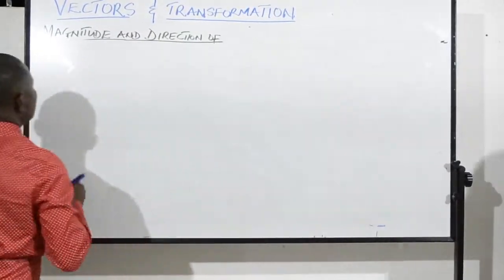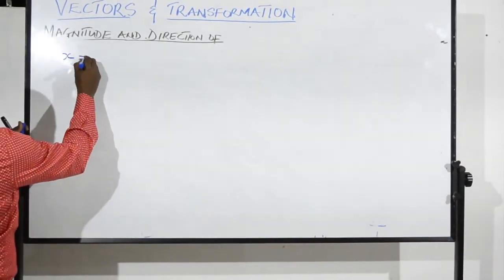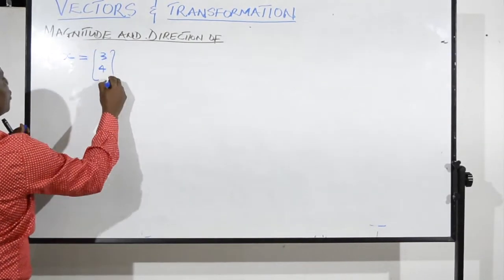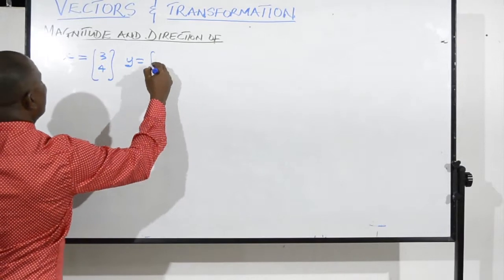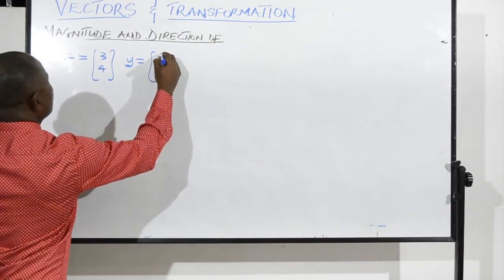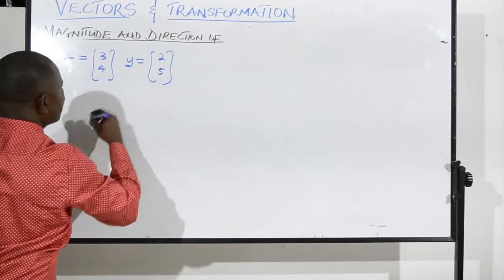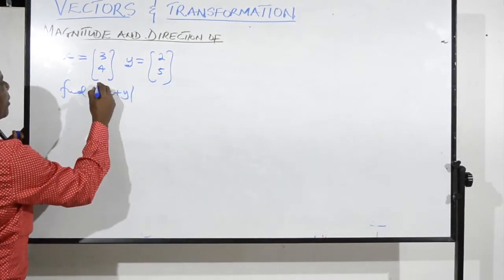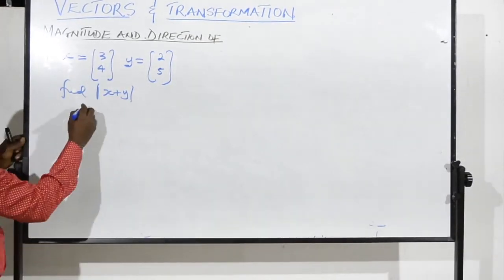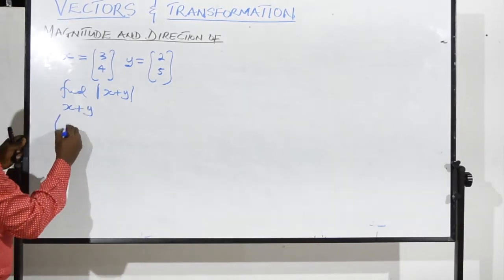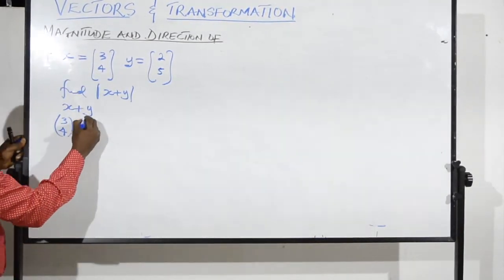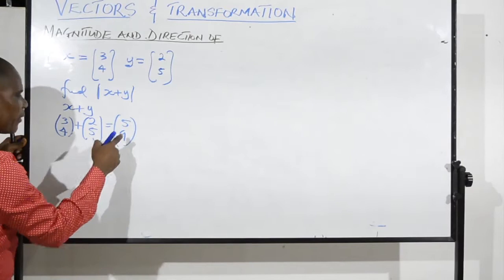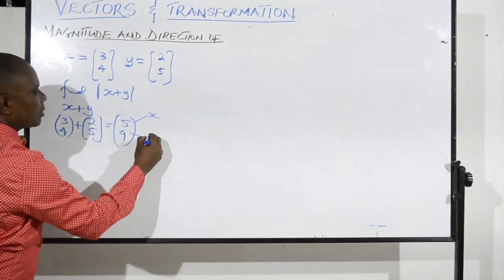Now let's say x is given as (3, 4) and y is (2, 5). They say find the magnitude of x plus y. So I can find x plus y first of all. I'm adding, so it's (3, 4) plus (2, 5). Now we have (5, 9), where 5 is the x component and 9 is the y component.